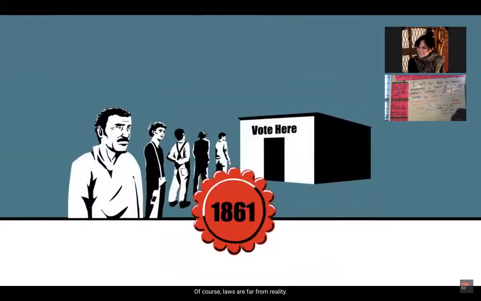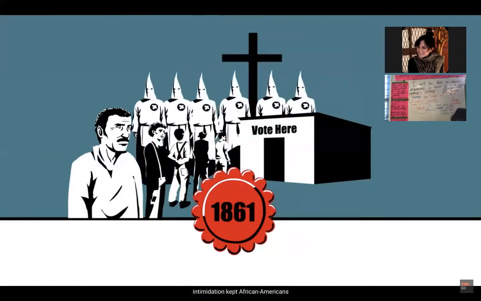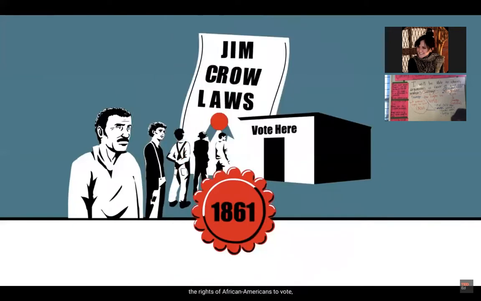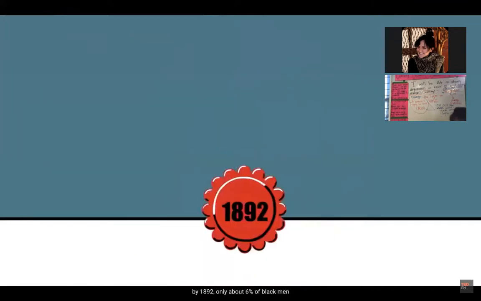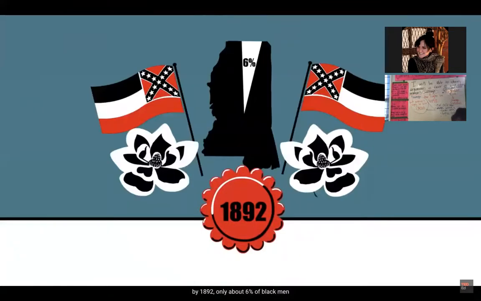Of course, laws are far from reality. Despite the promise of the 15th Amendment, intimidation kept African Americans from exercising their voting rights. States passed laws that limited the rights of African Americans to vote, including things like literacy tests, which were rigged so that not even literate African Americans were allowed to pass, and poll taxes. So despite the 15th Amendment, by 1892, only about 6% of Black men in Mississippi were registered to vote. By 1960, it was only 1%.